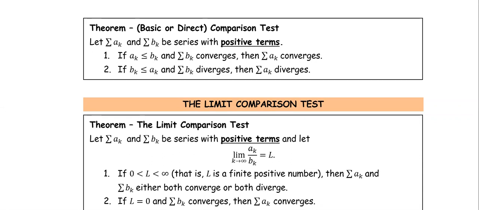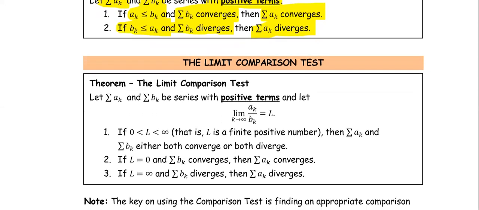The direct comparison test, also called the basic comparison test. Let the series a_k and b_k be series with positive terms. We're going to compare with the series b_k. If we know that b_k converges and a_k is less than or equal to b_k, then the series a_k converges. For the comparison series b_k, if we know that it diverges, and b_k is less than or equal to a_k, then the series a_k diverges.